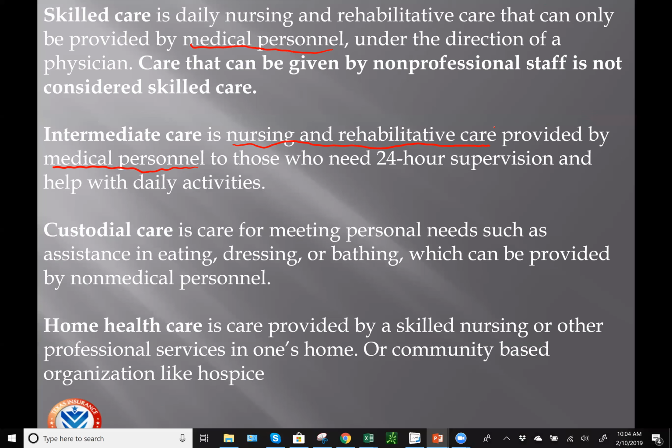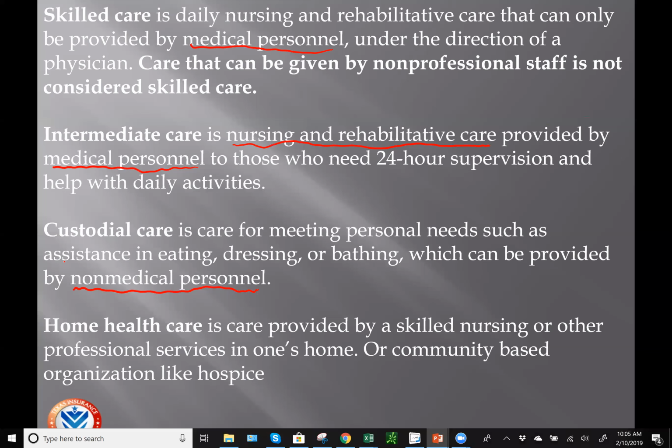Next level down is custodial care. Now, custodial care is care that can be provided by non-medical personnel. So this is the first one that's non-medical. And that care could be provided either in an institutional setting or in the patient's own home. Custodial care is for people who need help with their activities of daily living: eating, bathing, dressing, and transferring, which means moving from one place to another. That's why it can be non-medical personnel that provide it.